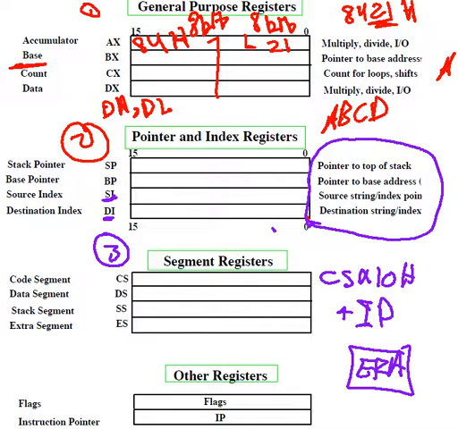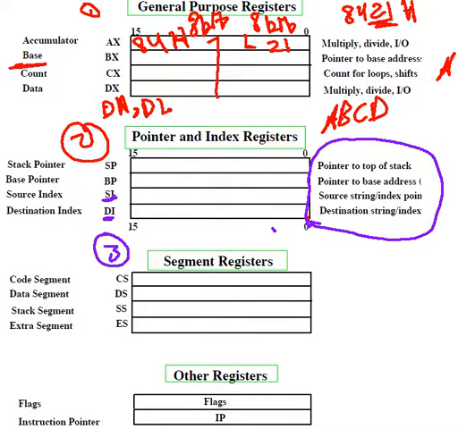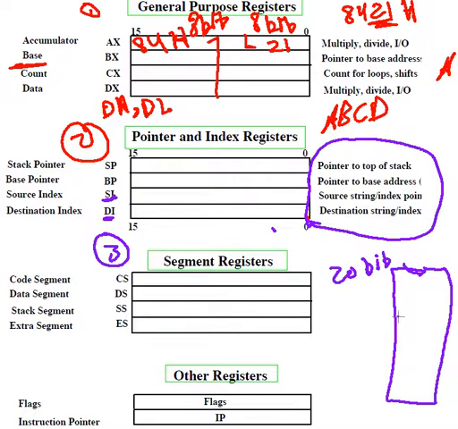Why do we have an effective address? Because if you look at the memory in assembly language, it consists of 20-bit address lines. But notice that each register has only 16 bits. So if you want to reach a location in memory, you cannot address the full 20 bits with one register. To solve this problem, we use a segment register.